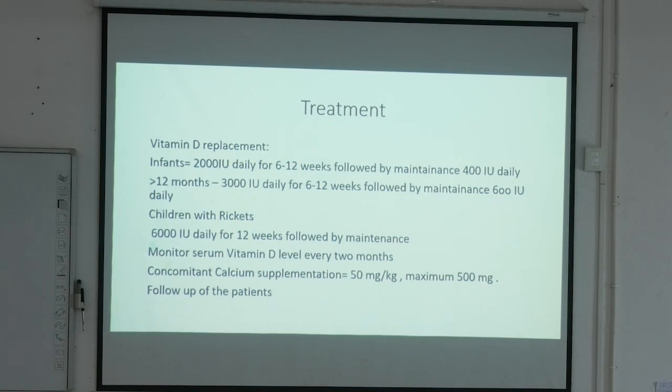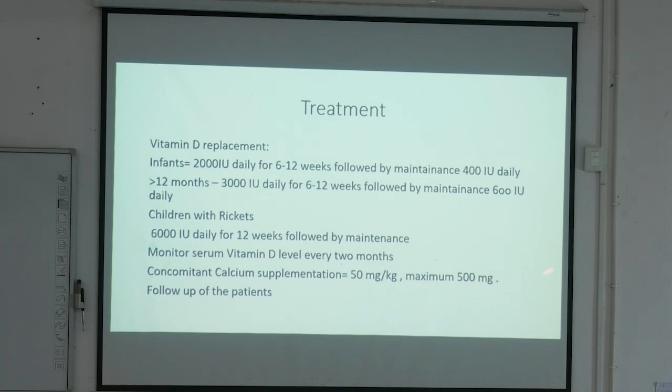There are some changes. For the usual treatment, what you should do is go slow. You give 2000 units daily in infants for 6 to 12 weeks, followed by maintenance. This is the important fact. For older children, more than 12 months, you give 3000 units for 12 weeks, that is 3 months, followed by maintenance of 600 units. Very easy to remember. For children with rickets, the dose is double, 6000 units for 3 months, followed by maintenance.